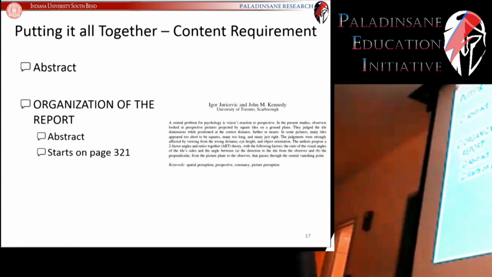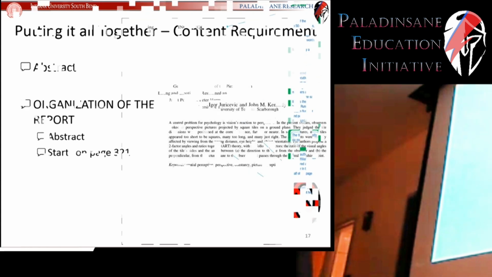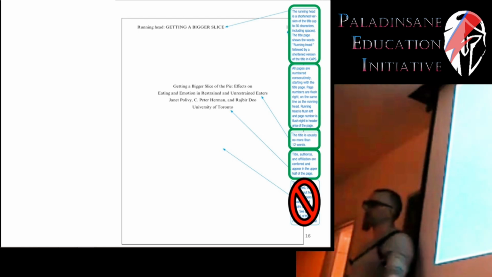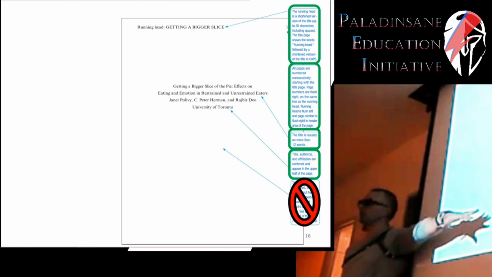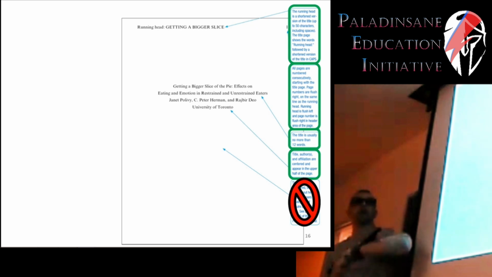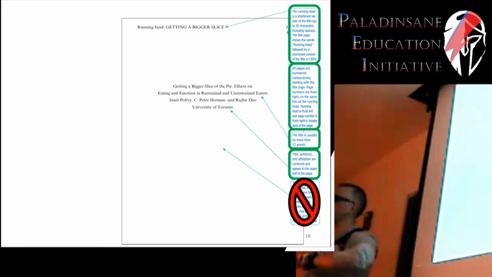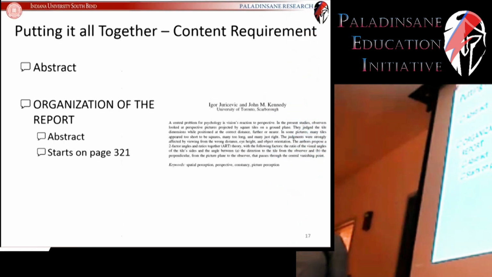So that's the title page. As you can see, the title page is its own page. The only thing on the title page is the title, your names, the affiliation, running head, and the page number. And then on the very next page, you have your abstract.